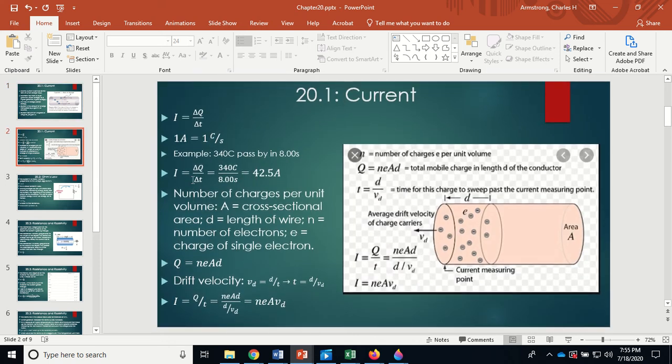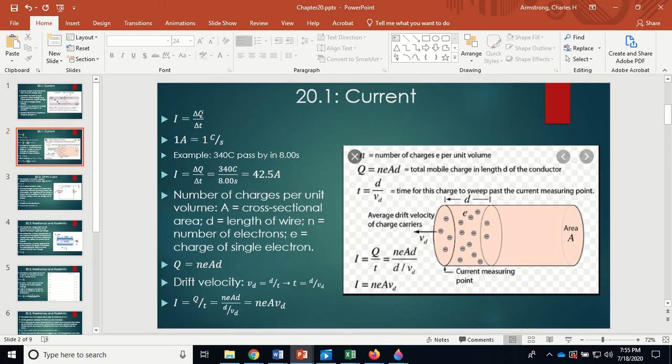So current equals the amount of charge that passes by in a single second. So 1 amp would be 1 coulomb of charge passing by in a single second. So if 340 coulombs pass by in 8 seconds, then your delta Q, your charge, would be 340 coulombs, your time would be 8 seconds, you'd have 42.5 amps, 42.5 coulombs per second passing by you.